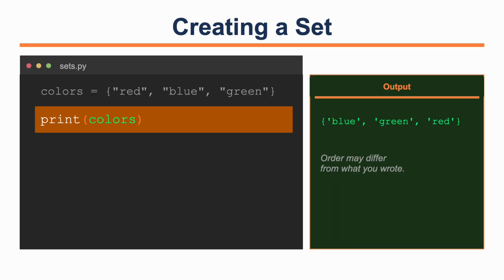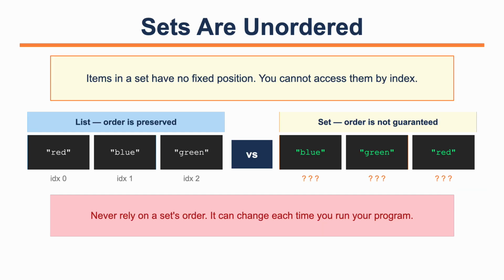Printing the colors set shows all 3 values wrapped in curly braces. The order you see may be different from the order you wrote them. That is completely normal. Sets are unordered, so Python makes no promise about which item comes first. Because sets are unordered, they have no index. You cannot access a specific item by its position the way you can with a list or tuple. The order of items in a set can also change between runs of the same program. Never write code that depends on a set having items in a particular order.